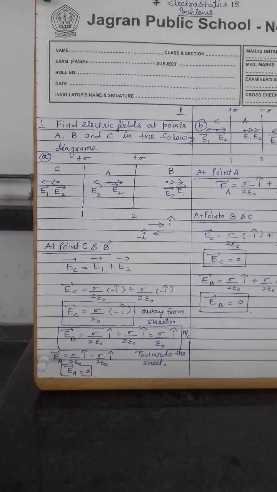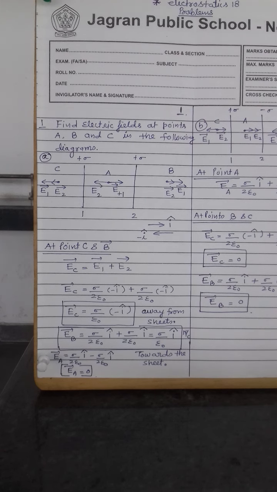In the same manner, we will calculate the electric field at point B using the principle of superposition, means vector sum of electric field due to the plate first and due to the plate second. Okay. Here you will find the same value. EB is sigma upon 2 epsilon naught I cap plus sigma upon 2 epsilon naught I cap is equal to sigma upon epsilon naught I cap Newton per Coulomb. Okay.